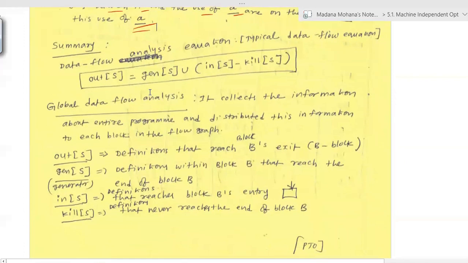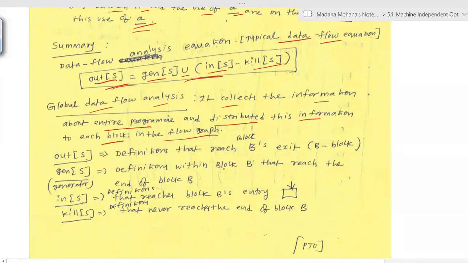Now, finally, coming to the summary of the data flow equation, the typical data flow equation we discussed starting at the beginning of this session: out of S equal to gen of S union in of S minus kill of S. This is the global data flow equation. You can remember the entire data flow analysis. This is the standard equation. Global data flow analysis collects information about the entire program and distributes this information to each block in the flow graph.